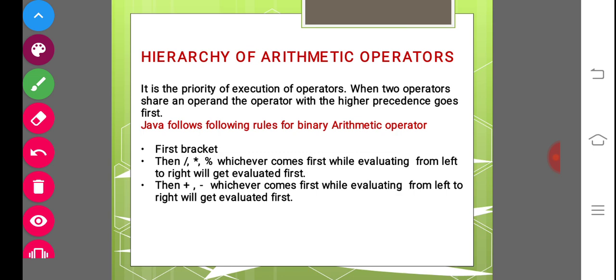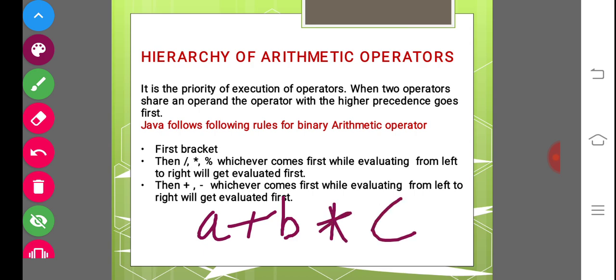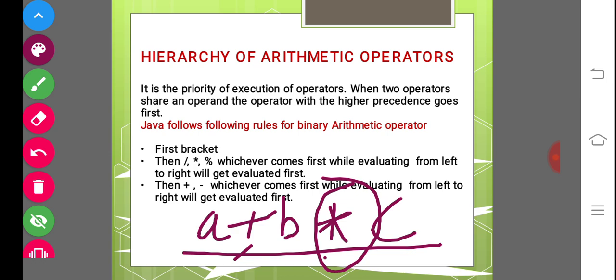Now let's say we have an example: A + B * C. In this expression we have a plus operator and a multiply operator. So which will be solved first? First multiply will be operated. After this, whatever result we get by multiplying, it will be added to my A variable. So this is the hierarchy of arithmetic operators.